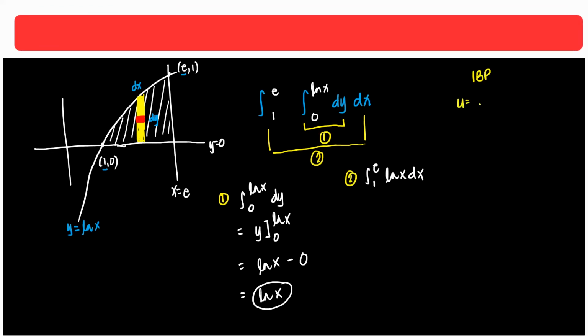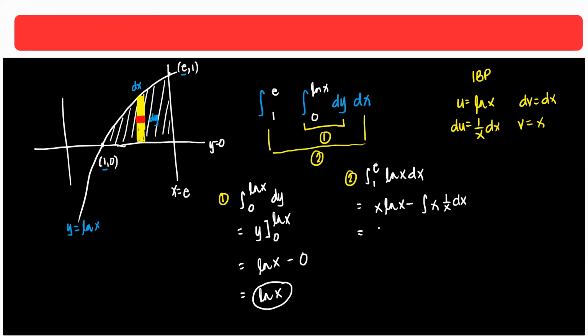u would be ln of x, dv is dx. So du is 1 over x dx, and then v is simply x. So applying integration by parts in this case would be uv, x ln of x, minus the integral of v du. So x times 1 over x dx.